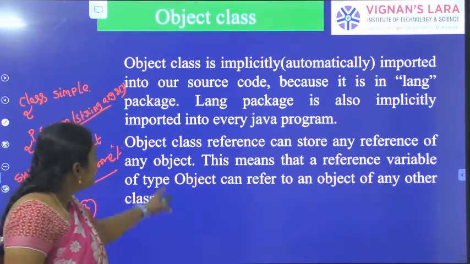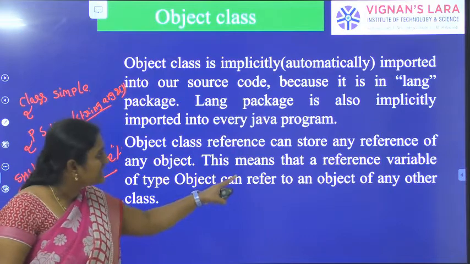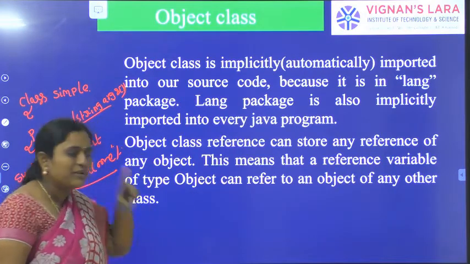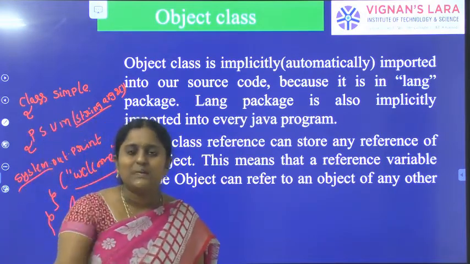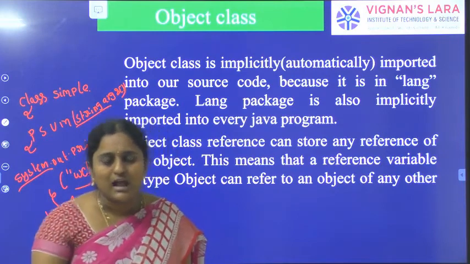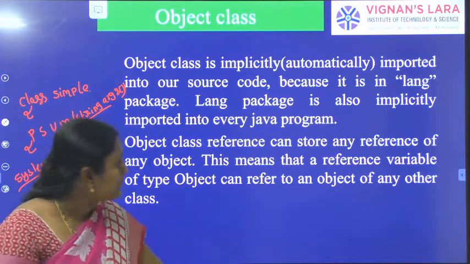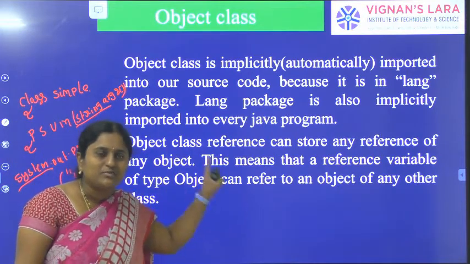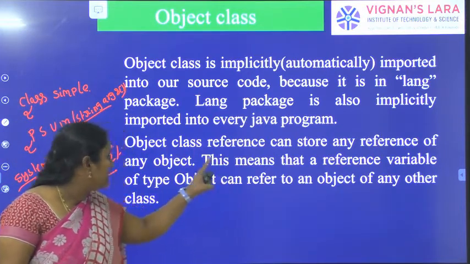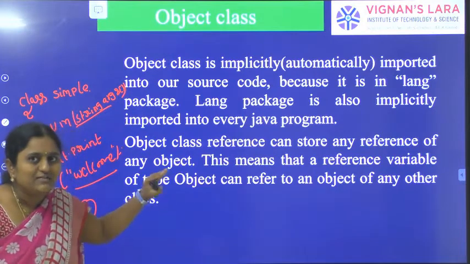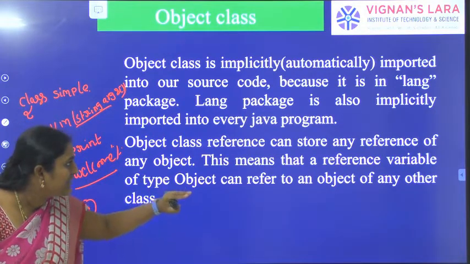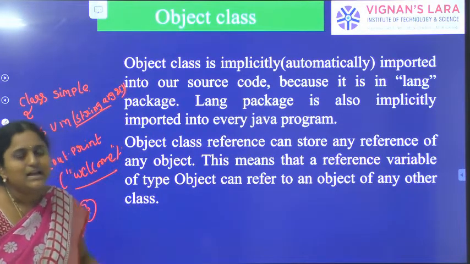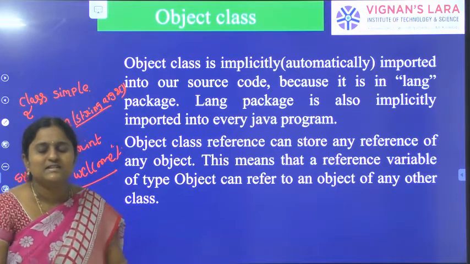So here, Object class reference. An Object class reference can store a reference of any object, because Object is the super class for every class. Object is the root class, Object is the base class. That's why an Object class reference can store the reference of any object. This means that a reference variable of type Object can refer to any object of any other class.